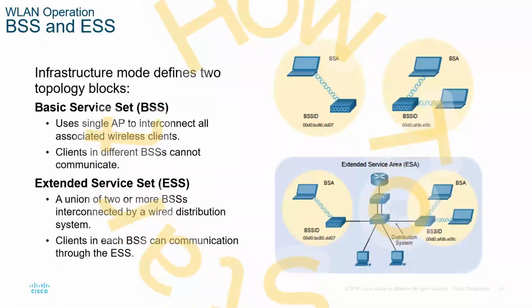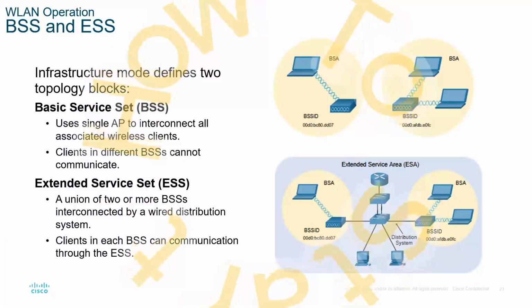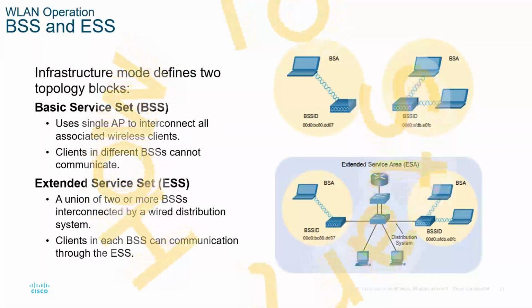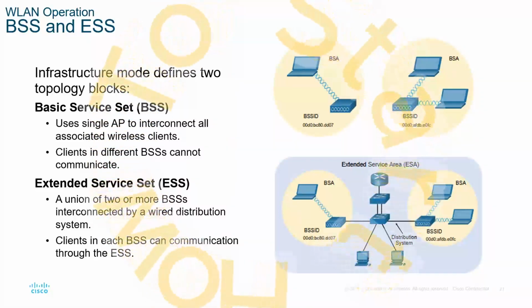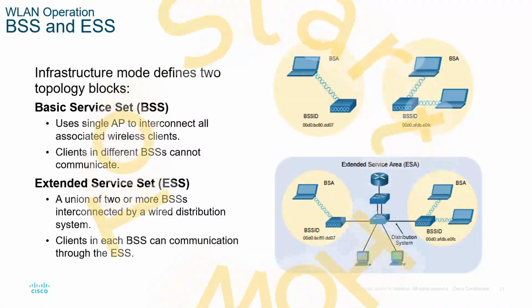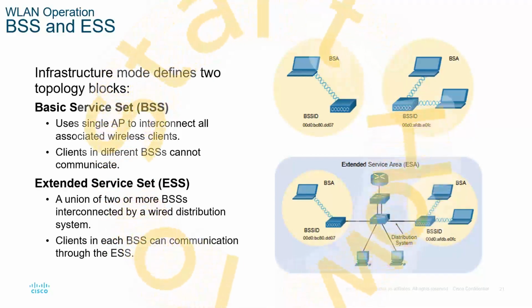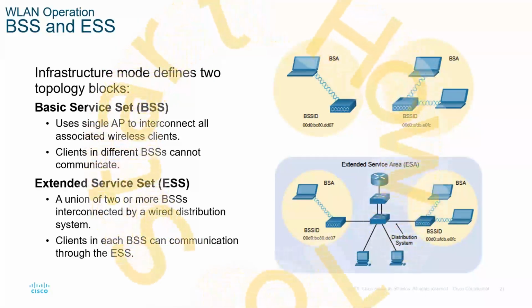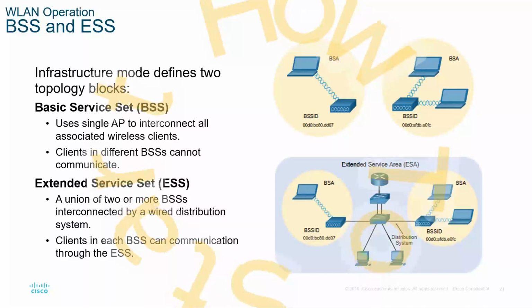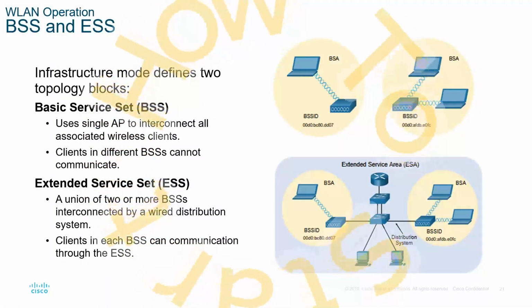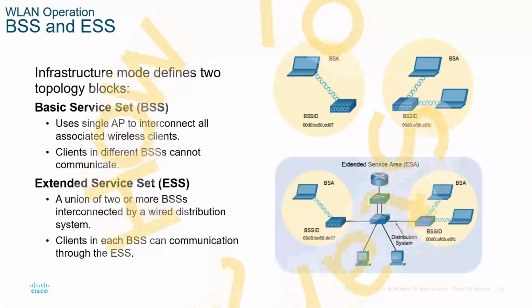We have our BSS and our ESS. Our BSS will use a single access point to interconnect all associated wireless clients, where an ESS is a union of 2 or more BSSs. And that way you can have multiple BSSs allowing for that communication.